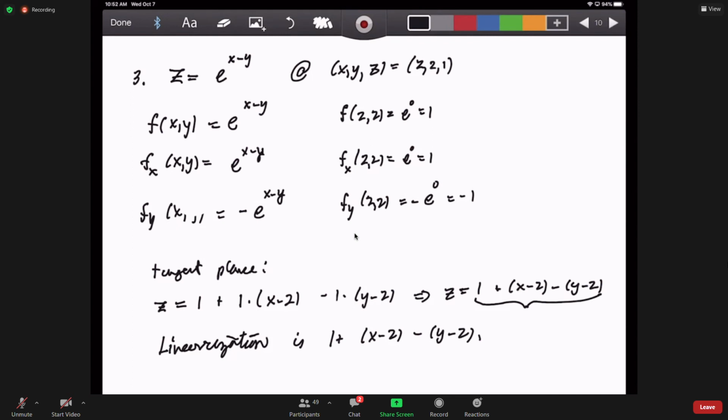Okay, and again, the exponential function is, in fact, continuous everywhere. All of its derivatives are continuous everywhere. So the function is differentiable everywhere. Any place you want to use as your base value, you can build a tangent plane around that point, and that will do a good job approximating the function as long as you're not too far away from the point.